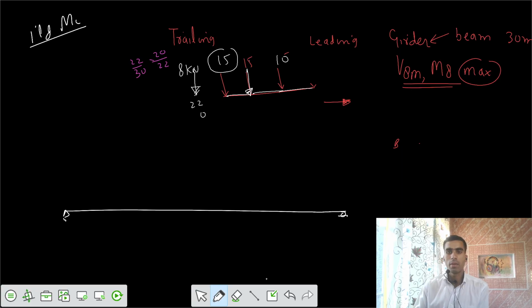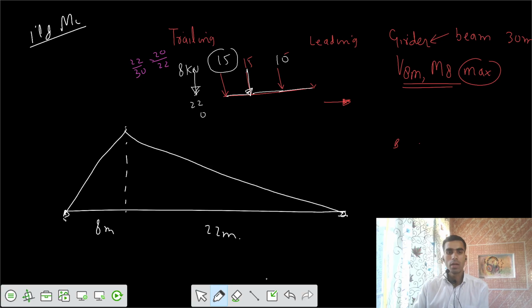If the section is at 8 meter, I would say AB by L. Can I say AB by L? This is 8 meter, and this is 22 meter. The ordinate here is YC. YC equals 8 into 22 by 30, and we can calculate that value. So you got the value of YC, some meters.